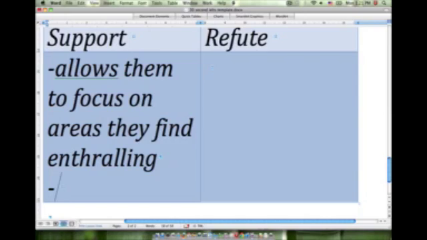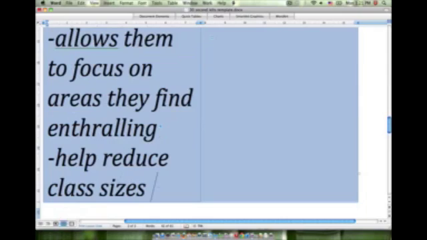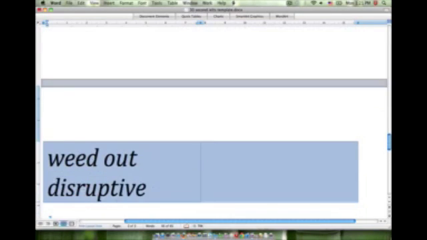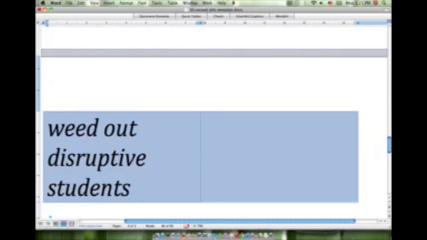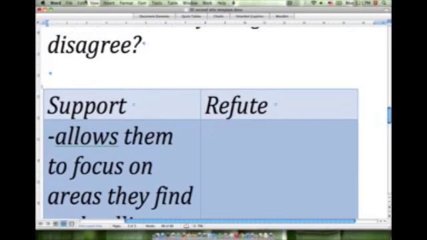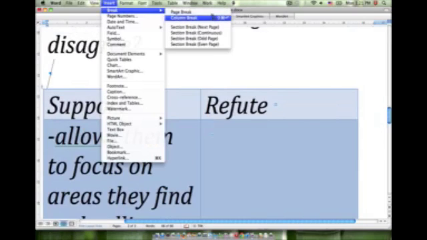So another benefit could be something along the lines of maybe it would help to reduce class sizes and weed out disruptive students, perhaps. Yeah, help to weed out the disruptive students. So those are our points that are in support of this. Let me just put in a page break to help us organize this a bit better.